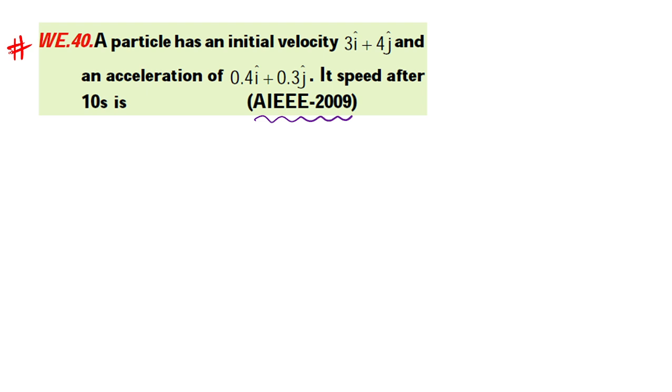A particle has the initial velocity 3i cap plus 4j cap, and the acceleration is 0.4i cap plus 0.3j cap. The speed after 10 seconds.